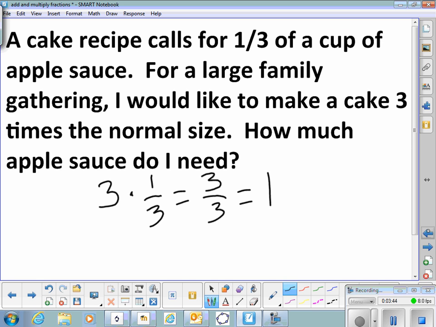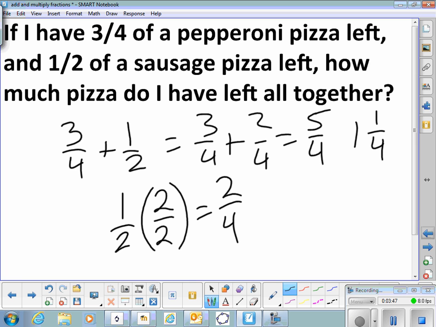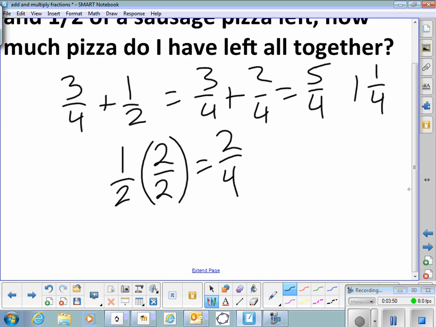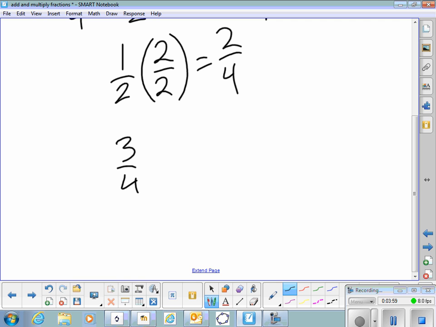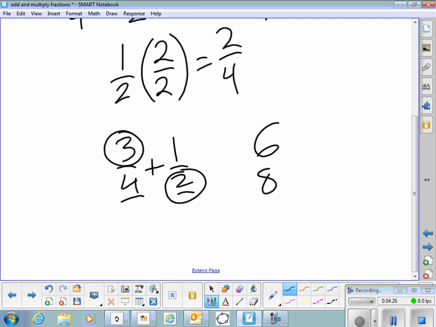I'd like to revisit the first problem that we did. There's another way that we could deal with adding fractions of different denominators. So let's start with 3/4 plus 1/2. If I multiply 2 times 3, then I get 6. If I multiply 2 times 4, I get 8.